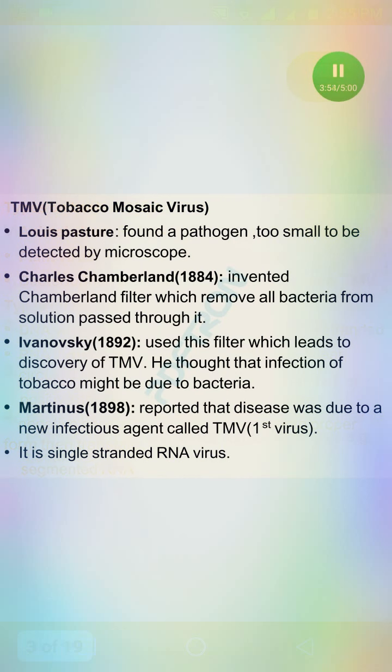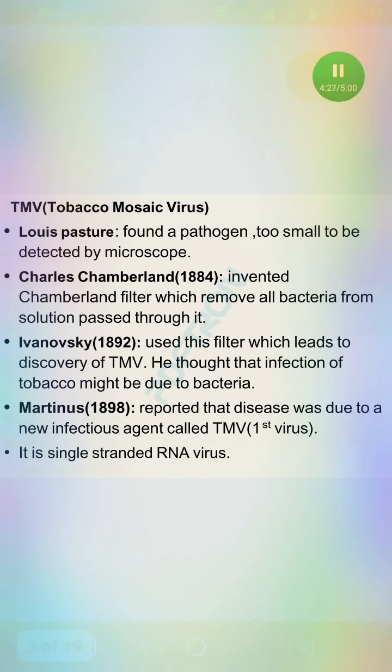Tobacco mosaic virus. Viruses were first described as pathogens too small to be detected by microscopes. Charles Chamberland in 1884 invented the Chamberland filter, which removes all bacteria from a solution passed through it. Ivanovsky in 1892 used this filter, which led to the discovery of tobacco mosaic virus. He thought that the disease of tobacco might be due to bacteria. Beijerinck in 1898 reported that this was due to a new infectious agent, called tobacco mosaic virus.